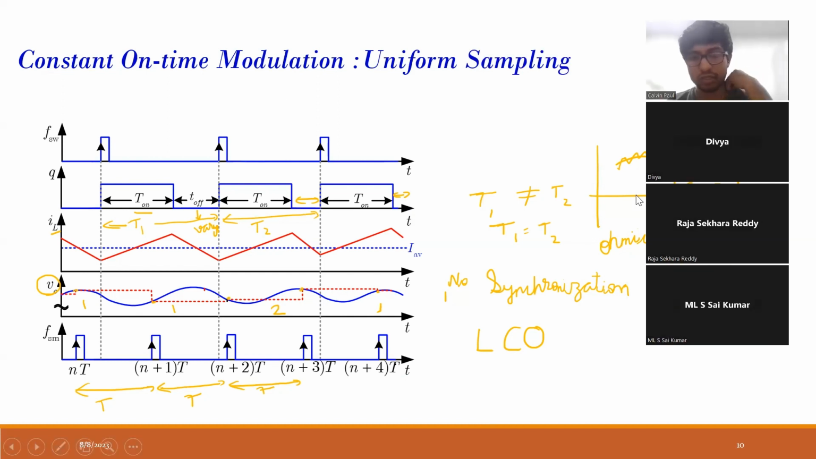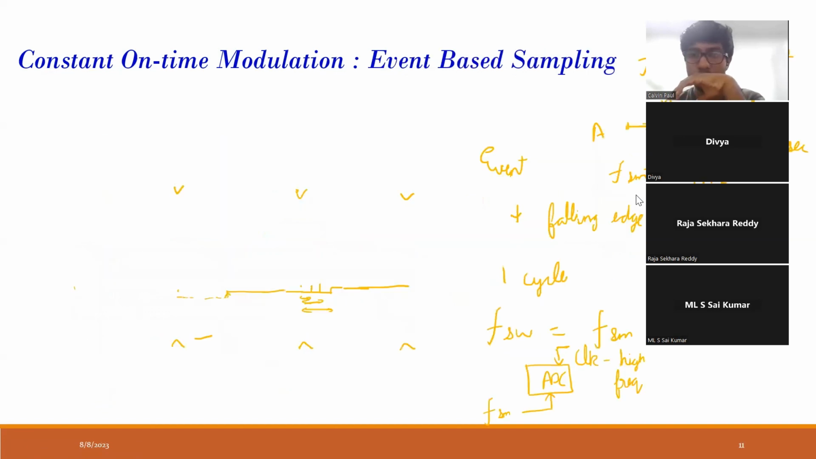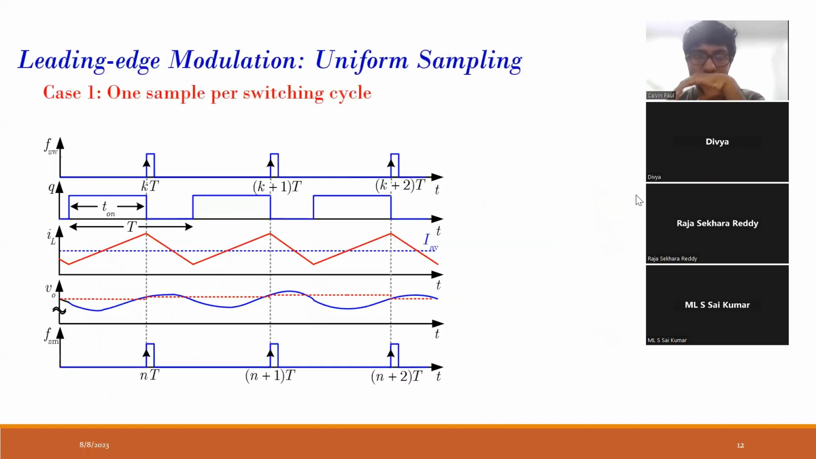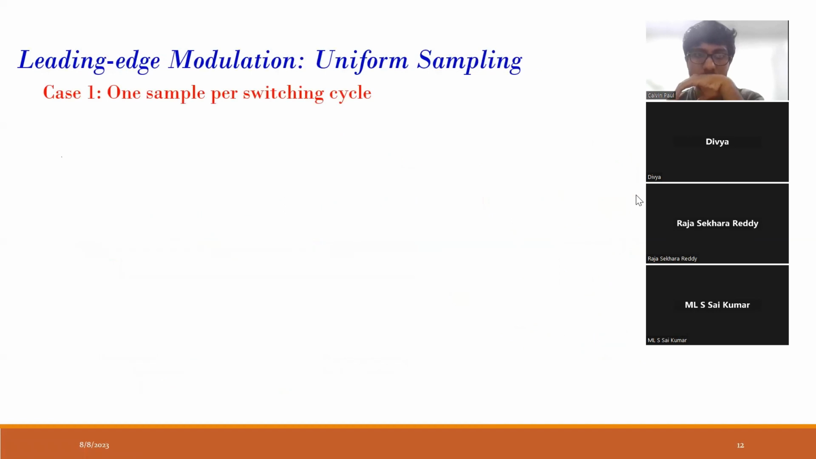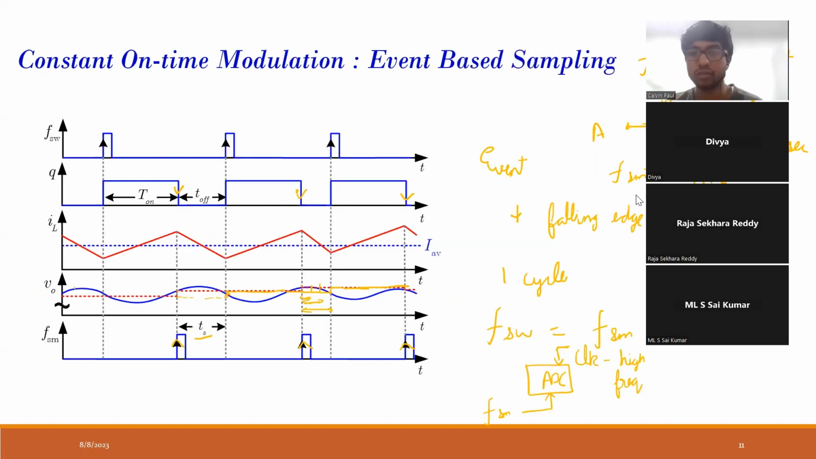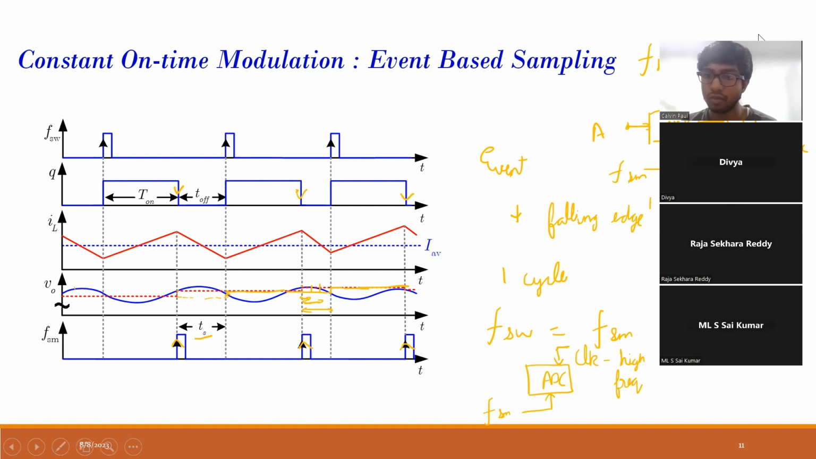Any other queries? Okay, is there any other doubt regarding this event-based sampling? So I'll proceed further.